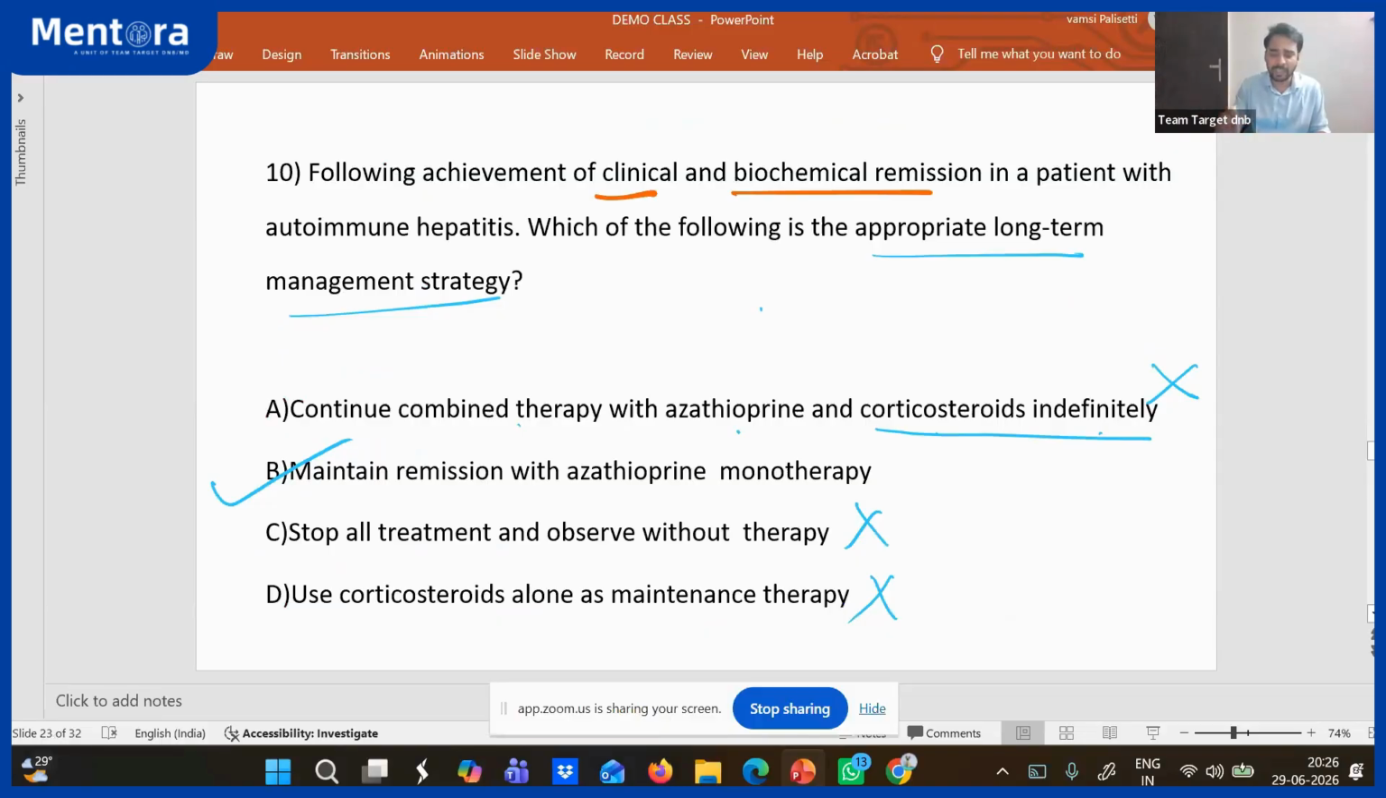Let us see the question. Following achievement of clinical and biochemical remission, which of the following is appropriate long term? Long-term management is always with azathioprine, never steroids. So maintain with azathioprine monotherapy, that is about 2 mg per kg. Right? Clear?